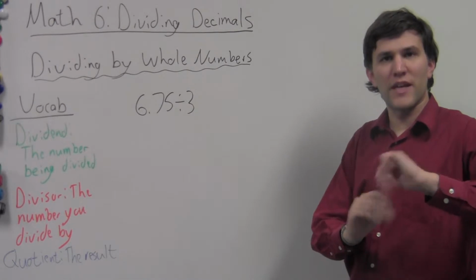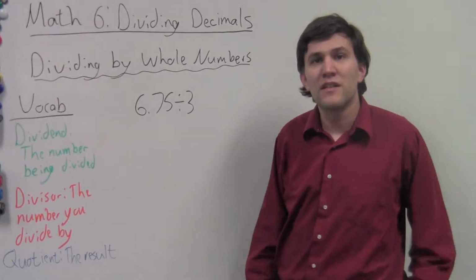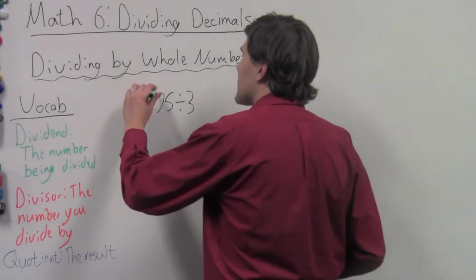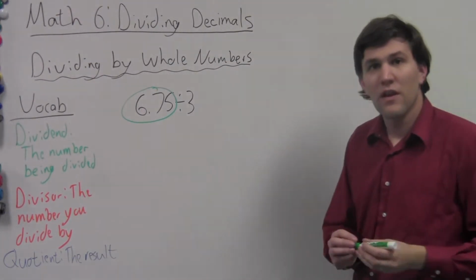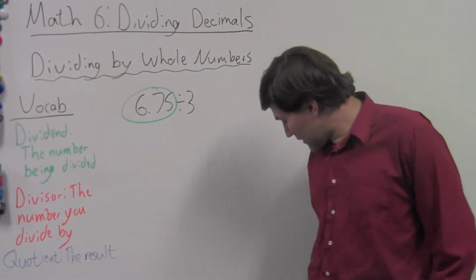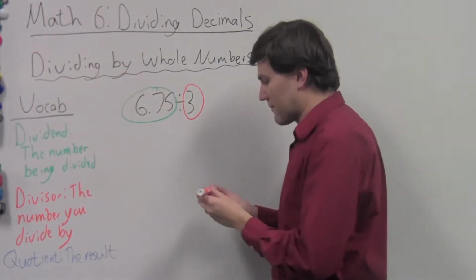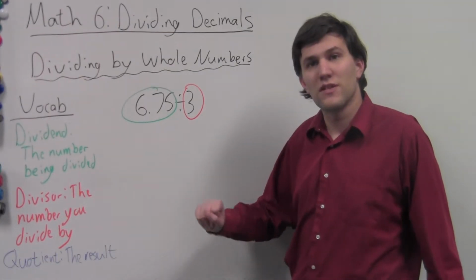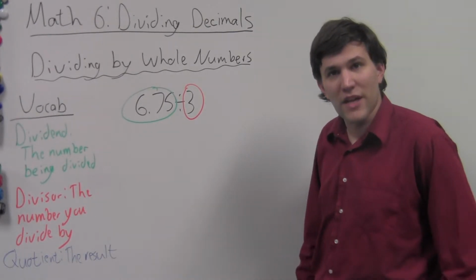Before we begin, I'm going to take a moment to talk about a little bit of vocabulary. The dividend is the number that is being divided. In this case, that dividend is 6.75. The divisor is the number that you divide by. In this case, our divisor is 3. The quotient is the result of a division problem. We're going to get our quotient momentarily.